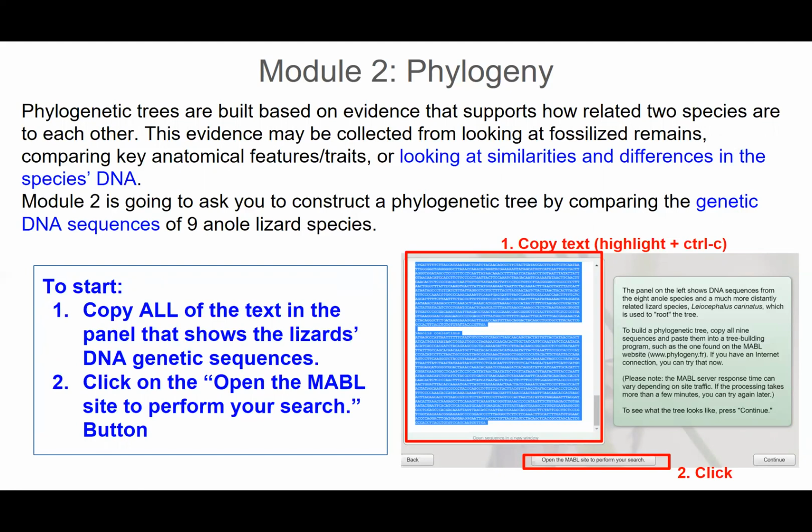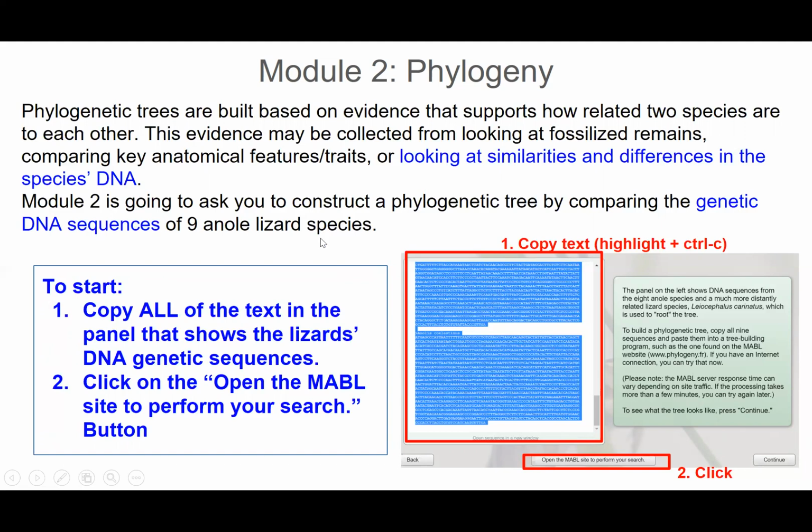We would have looked at fossil remains, okay? We would have looked at anatomical features and traits. What we're going to be jumping right into instead is we're going to look at the similarities and differences in the species' DNA. So if you'll notice, it's kind of really small here, but when you're looking at the slide on the video, you'll notice this has T's in it. So you know that this is all DNA, okay? And if you move and slide this up and down, you're going to find that there are 9 sets of DNA, 1 for each type of the anole lizard species.